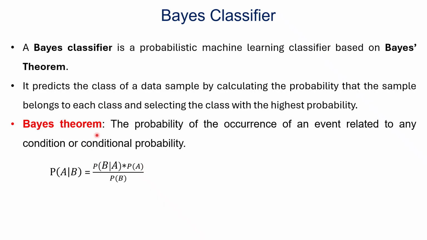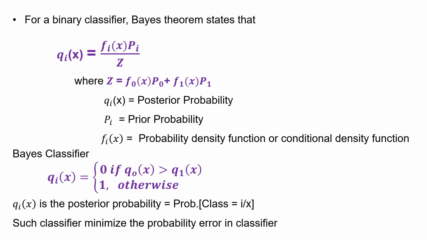Bayes' theorem gives the probability of occurrence of an event related to any condition, or conditional probability. Mathematically, it can be represented by P(A|B) = P(B|A) × P(A) / P(B). Bayes' theorem is also known as conditional probability.